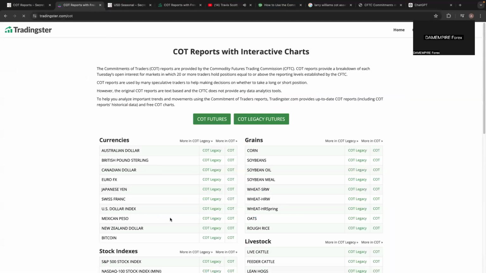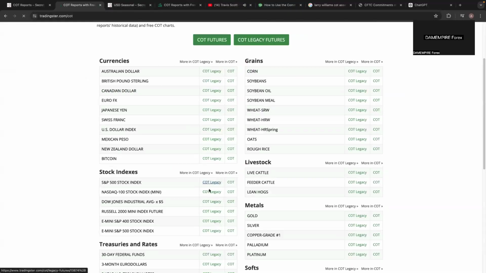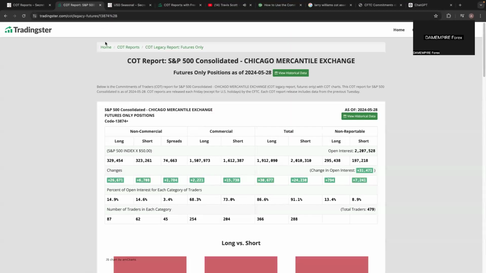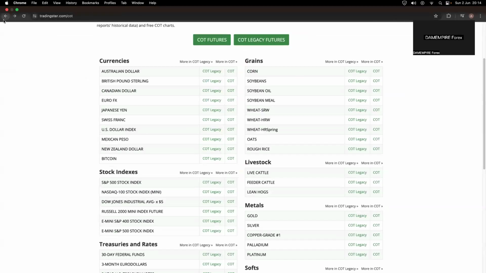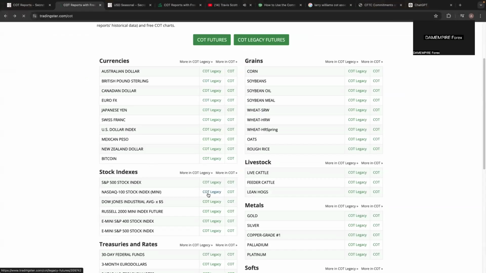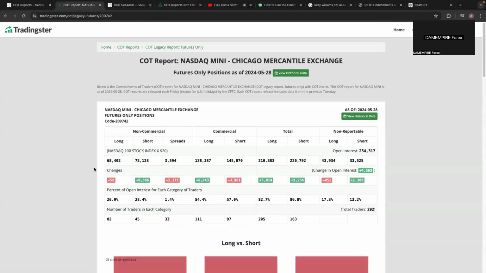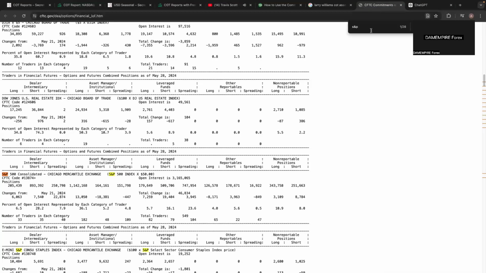Let's switch a little bit. Let's check indices, long short. And I would say it's okay. Some weeks you don't get good alignments, you let it go. This is NASDAQ, but this is NASDAQ mini. I don't want NASDAQ mini. I want the real NASDAQ.